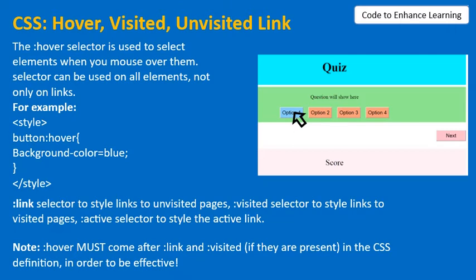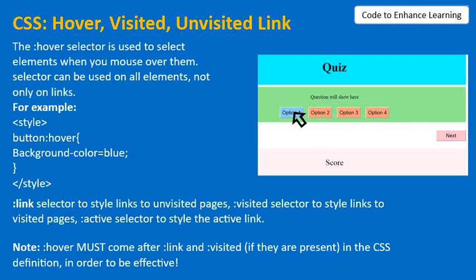The hover selector is used to select elements when you move the mouse over them. The hover selector can be used on all elements and not only for links. For example, in the given code below, we can see the hover selector is used with button tag and is set to turn the background color blue when the cursor hovers over the button.